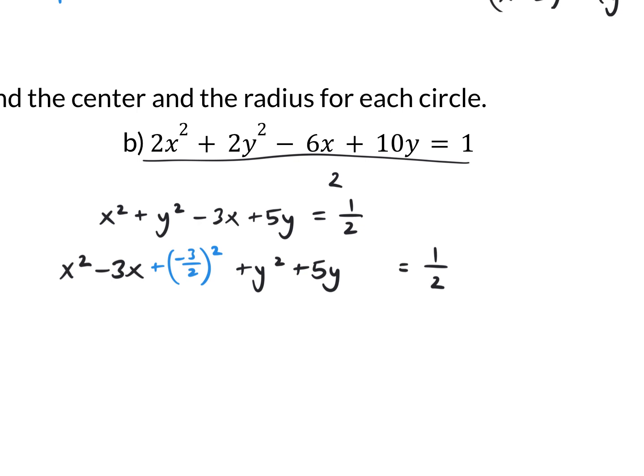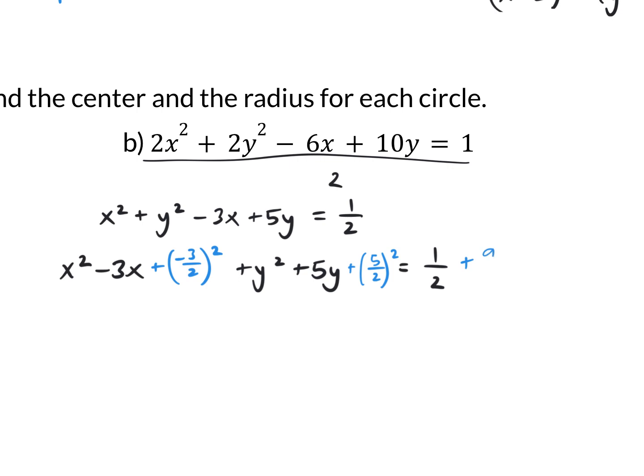Okay, and now 5, if I add 5 divided by 2, and I square that. Now I can go ahead and factor both of those pieces on the left. But since I added those things to the left, now I also need to add those numbers to the right, correct? Okay, so this negative 3 squared, or negative 3/2 squared, what does that equal that I'm going to add to the right side?